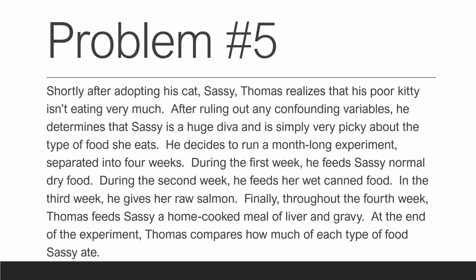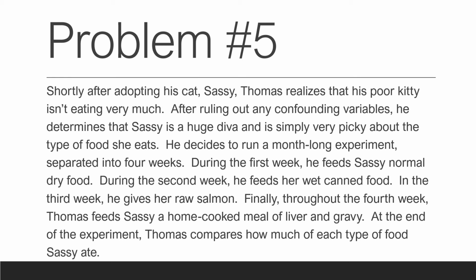Problem number 5. Shortly after adopting his cat Sassy, Thomas realizes that his poor kitty isn't eating very much. After ruling out any confounding variables, he determines that Sassy is a huge diva and is simply very picky about the type of food she eats. He decides to run a month-long experiment separated into 4 weeks. During the first week, he feeds Sassy normal dry food. During the second week, he feeds her wet canned food. In the third week, he gives her raw salmon. Finally, throughout the 4th week, Thomas feeds Sassy a home-cooked meal of liver and gravy.